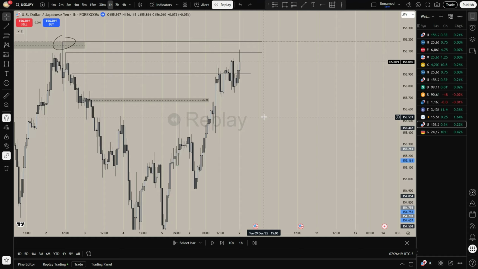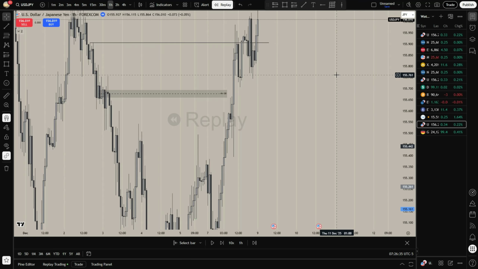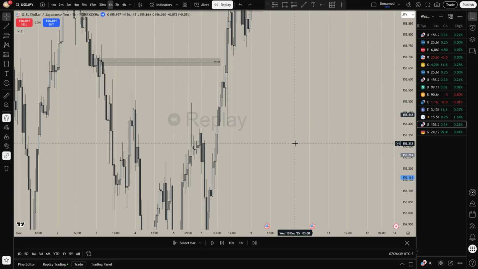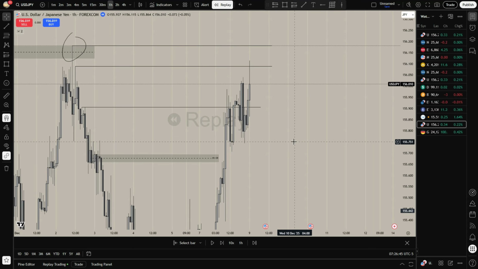So the PD array I focus on the most, as you know, is fair value gaps. Fair value gaps, imbalances, and order blocks come in second, right? But my main focus being fair value gaps. What I like to see is draws on liquidity, unfilled fair value gaps, right? So unfilled fair value gaps act as a draw on liquidity. Why? Because price will want to draw towards these levels to rebalance and then continue to make moves higher from there. So unfilled gaps act as a draw on liquidity for me.